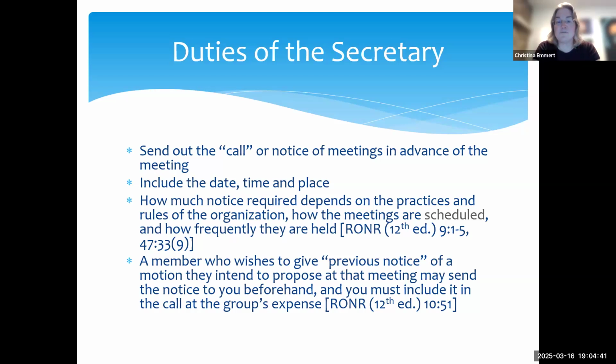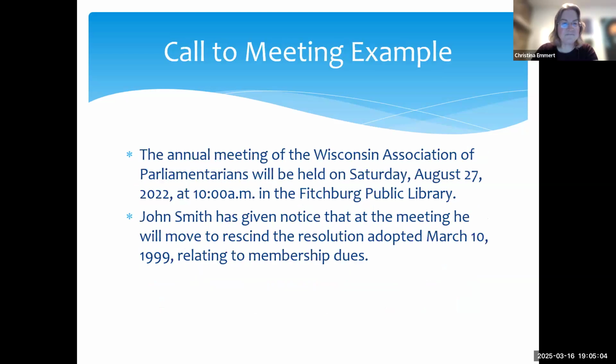And if any member wishes to give previous notice of a motion that they intend to propose at the meeting, they can send it to you, the secretary, beforehand. And then you would include it in that call for the meeting too, so that the group knows what to expect. And Robert says at the group's expense. And nowadays, of course, I don't think we're mailing out very many notices. So most of this would be done by email anymore.